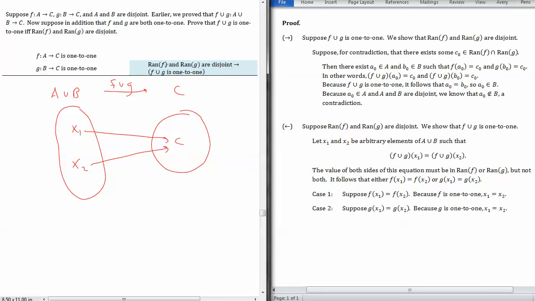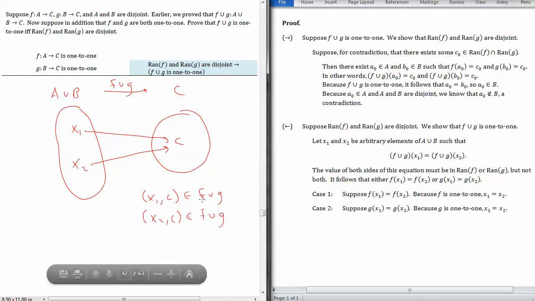Okay. Well, what I'm assuming is that the range of f and the range of g are disjoint. All right. So this is where it gets a little bit tricky. f union g of x1 is C. Right? What does that mean? That means the ordered pair x1 C is in that function f union g. And similarly, x2 C is in f union g as well. Okay, now that means that these are either in f or they're in g, and I claim they have to be in the same one.